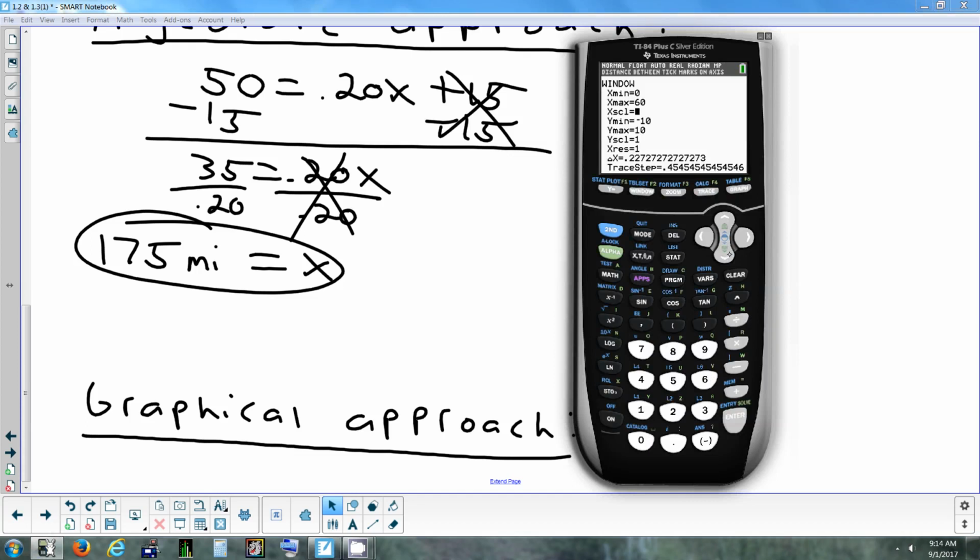Now, Y is the cost. Negative cost, does that make sense? Nope. So we don't have to worry about negative cost. And then Y max, it has to go to at least 50. But if I put it at 50, then it's going to be right on the edge of the screen. So I'm going to put it at 75. And I'm going to hit graph. So there's my line for cost.